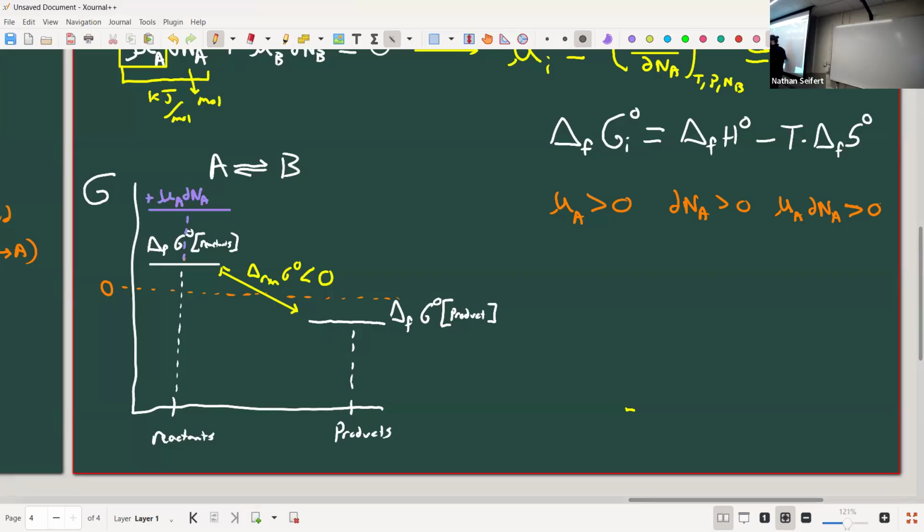Now for the product B, the Gibbs energy of formation is negative in this case, the way I've drawn it. It's negative. Okay, so mu B is less than 0, right? But we know that by definition, mu B dn B has to be less than 0, right? Because if this goes up, this has to go down. Right? So if this is negative, then this has to be positive. Right? That's the only way to make the product negative. So dn B goes to 0.